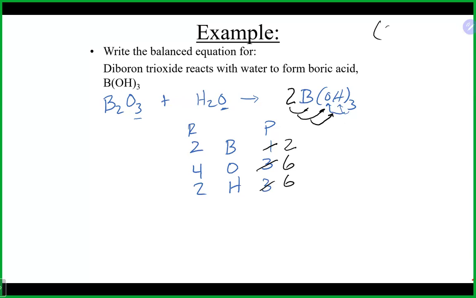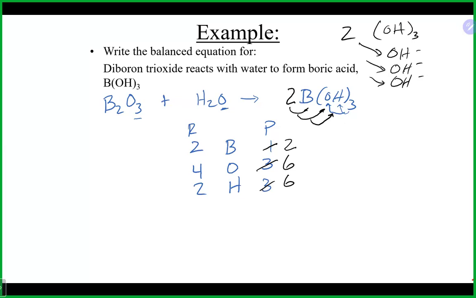Again, that OH3 means that you have 1, 2, and 3 of those. And if you put a coefficient of 2 in front, you now have 2, 4, 6 of each of those things. Yeah. So again, you want to make sure you count it correctly.